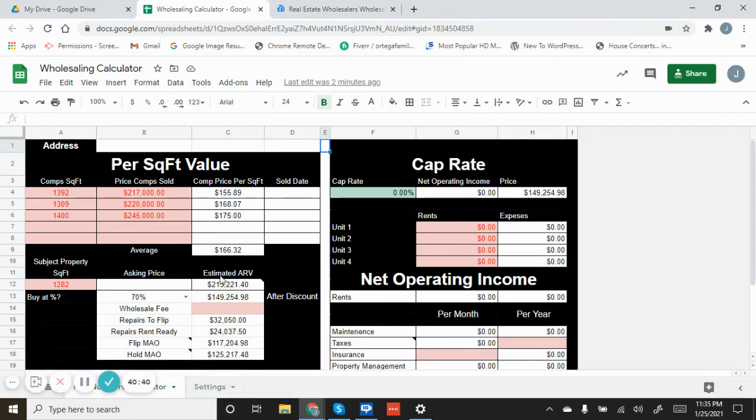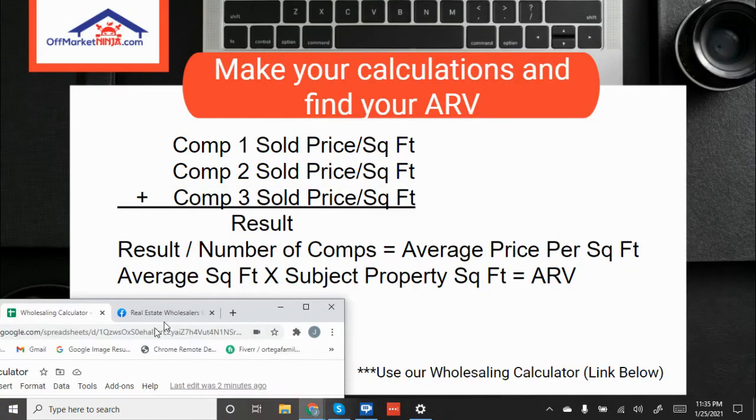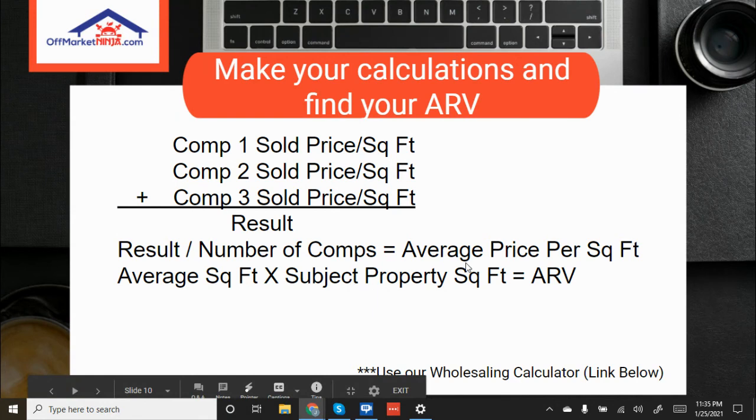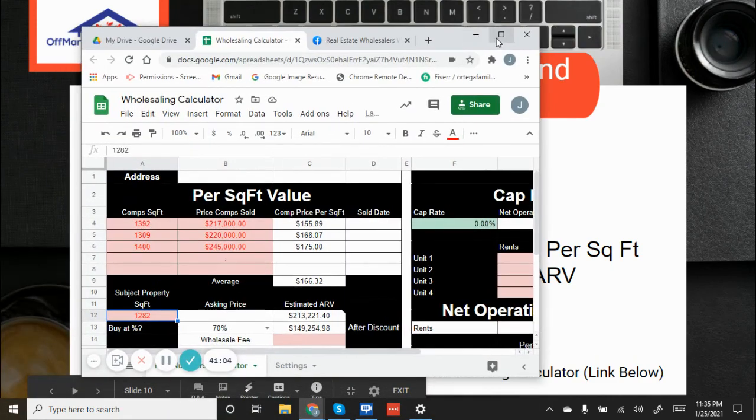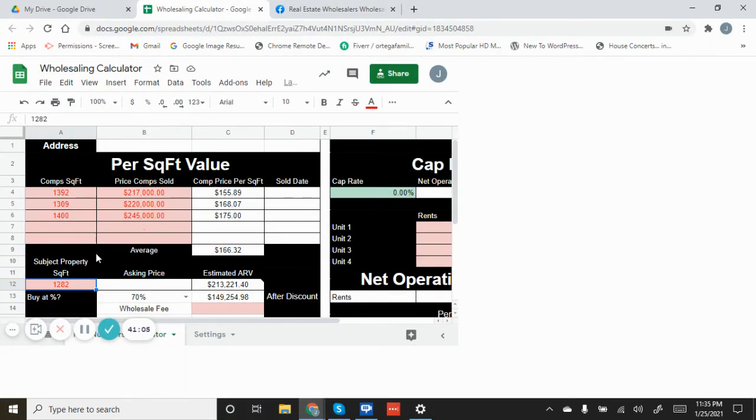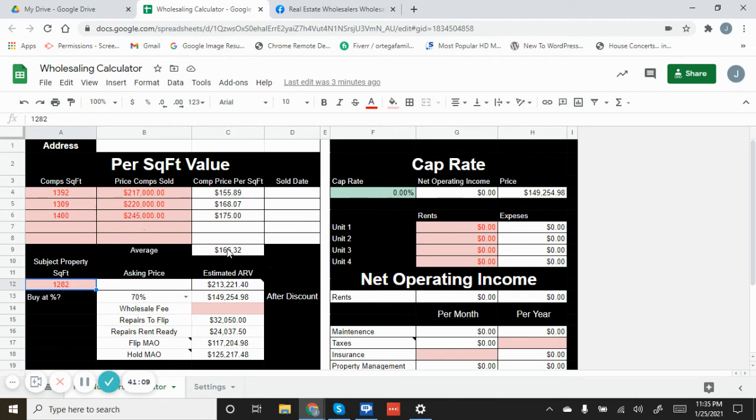Sorry. All right. So our calculator already does it to where you enter the square footage of your subject property, and then we times it by the square footage, and it gives you the ARV, right? So we take the average square footage, we times it by the subject property square footage, and it gives you the ARV. There we go. So that's exactly what this calculator did. It took the average square footage and times it by the subject property square footage, and it gave us the ARV for this property.